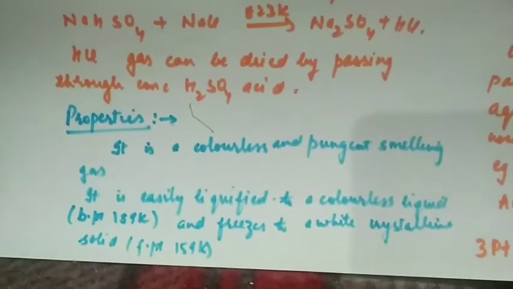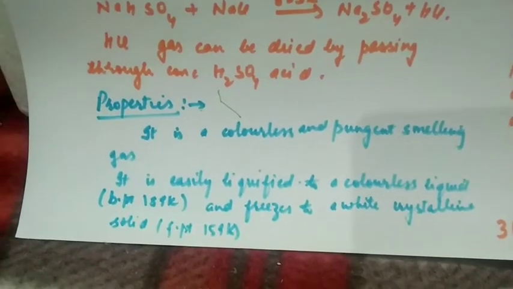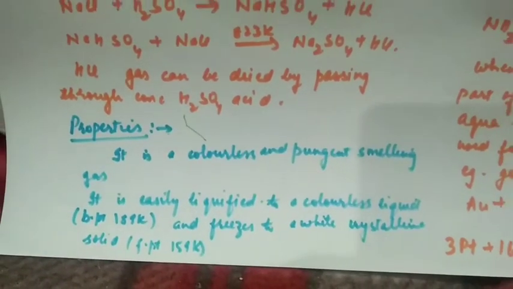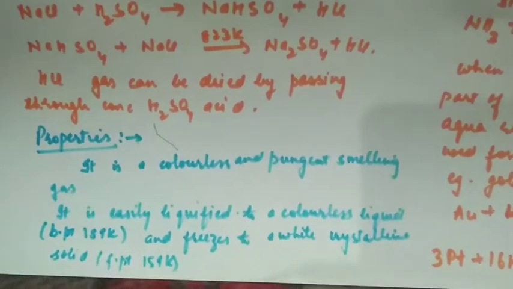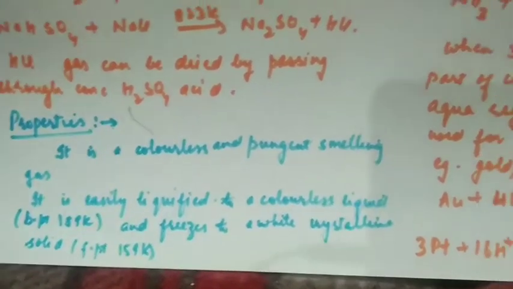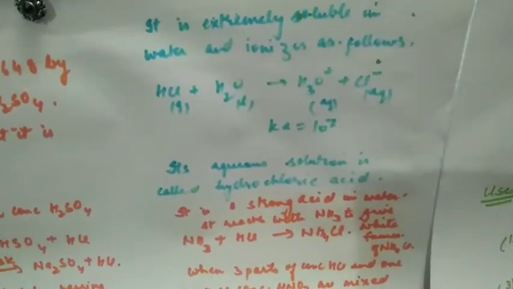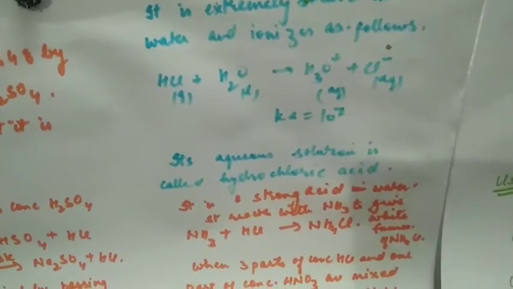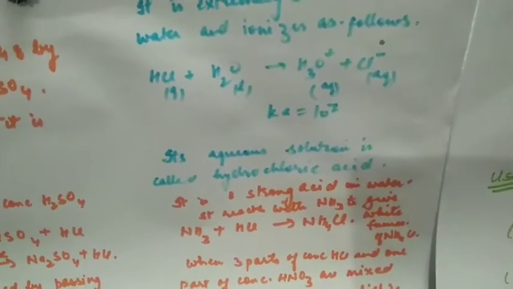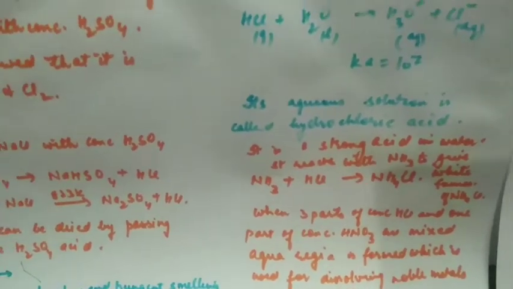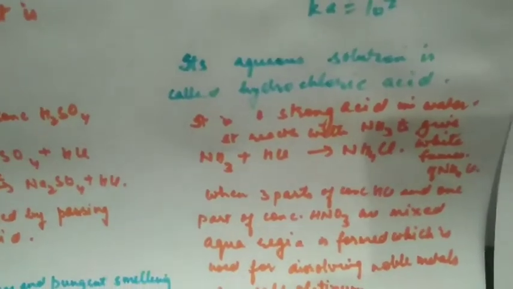Hydrogen chloride is a colorless, pungent smelling gas. It is easily liquefied to a colorless liquid. Its boiling point is 189 Kelvin and it freezes to a white crystalline solid at its freezing point of 159 Kelvin. It is extremely soluble in water and ionizes to give hydronium ion and chloride ion. Thus it acts like an acid. It's a strong acid because the Ka value is 10 raised to the power 7, and its aqueous solution in water is called hydrochloric acid.